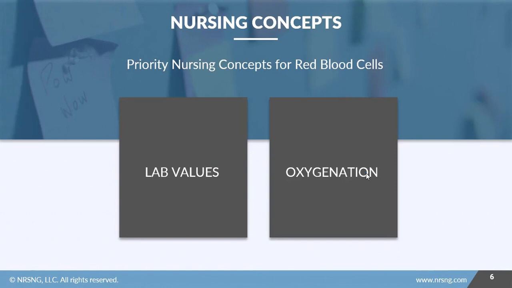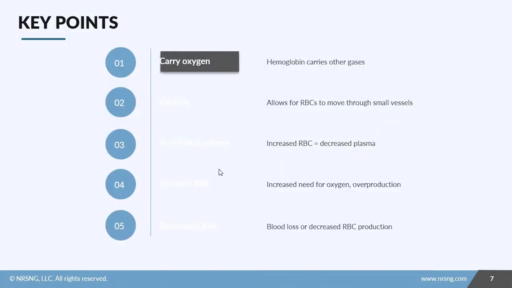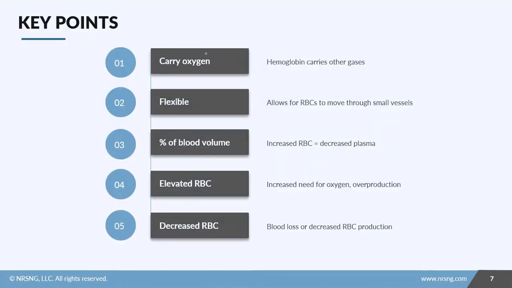So for today's lesson with red blood cells, we looked at the lab values and we looked at oxygenation and how that impacts your patients. So let's recap. Red blood cells carry oxygen. They're attached to hemoglobin, but you just need to remember that RBCs equal oxygen because that's their job. They've got the greater surface area, and they also are flexible, so that allows them to move through those small vessels. Remember that your RBCs are a percentage of that blood volume called hematocrit.